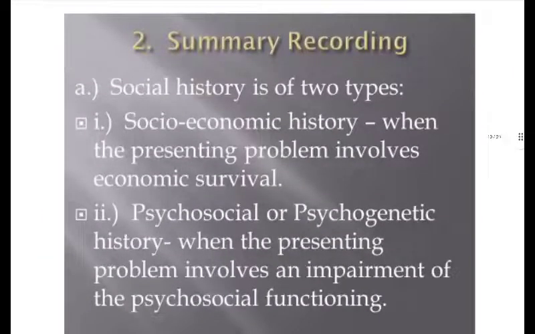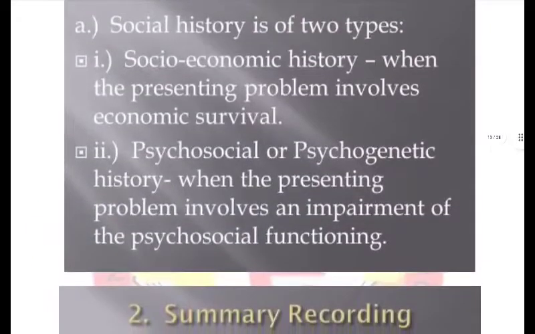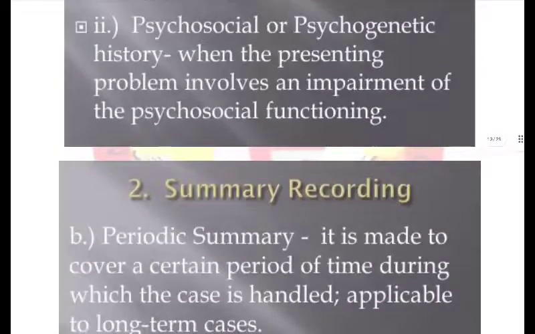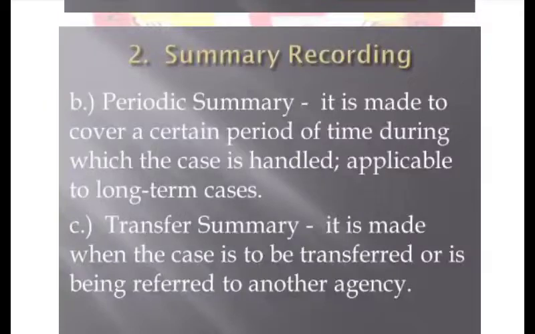Okay, we have social history. Social history has 2 types. First is the socio-economic history, when the presenting problem involves economic survival, okay? The second one is the psychosocial or psychogenetic history. When the presenting problem involves impairment, it's all about psychosocial clinical functioning. Summary recording, B, periodic summary. It is made to cover a certain period of time. Okay? Periodic lang, no? During which the case is handled, applicable to long-term cases.